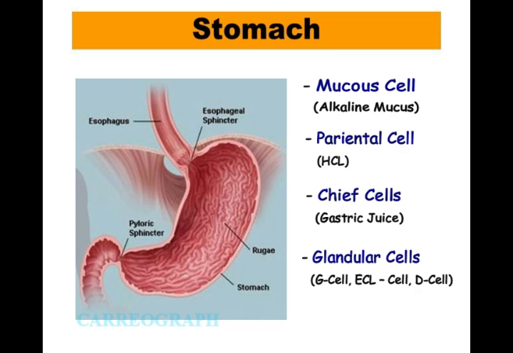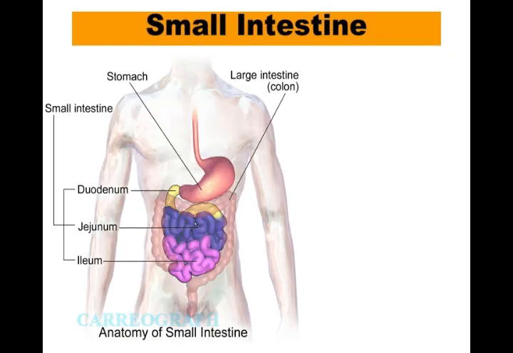So we have seen, friends, the different types of cells in the stomach. Now we will see another organ, which is the small intestine. This small intestine is a muscular tube-like structure made up of smooth muscles. It lies between the stomach and large intestine, and the length of the small intestine is between 3 meters to 5 meters long. It has three distinct parts, and they are the duodenum.